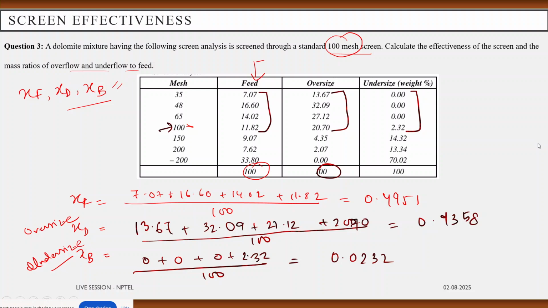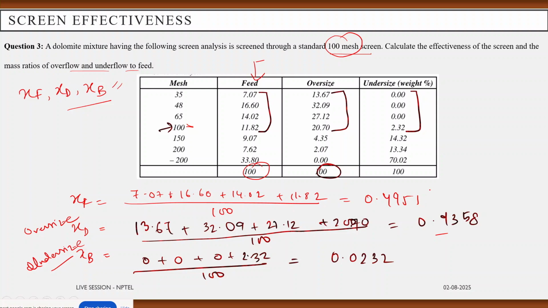Oversize value 13.67 plus 32.09 plus 27.12 plus 20.70. Okay, we have to add them, divided by 100. Then also I am not getting the perfect answer. I had just now checked with my calculator. I don't know how you are getting the other value. Yes, ma'am, now I matched. Perfect, your answer is perfect.